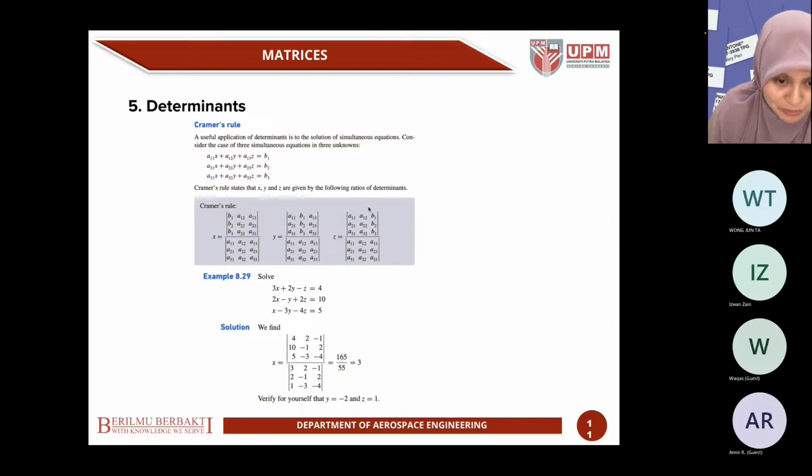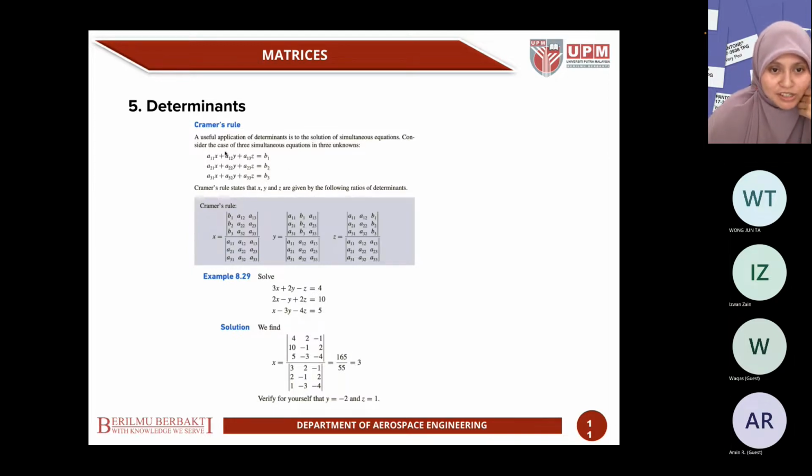Okay, so Cramer's rule. One of the applications of determinants is using Cramer's rule. So you have these three what we call simultaneous equations, or linear algebra. This is a linear equation, so we have three linear equations.